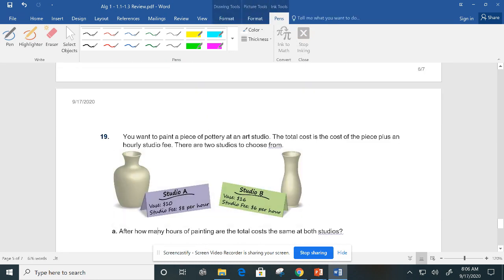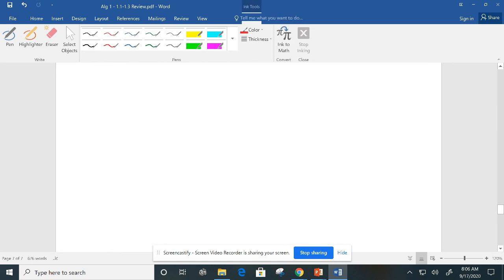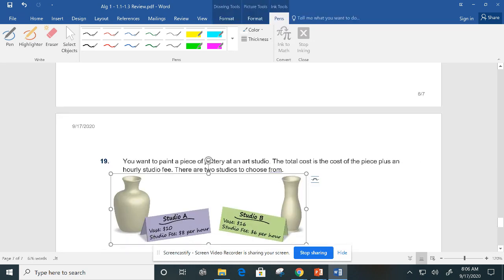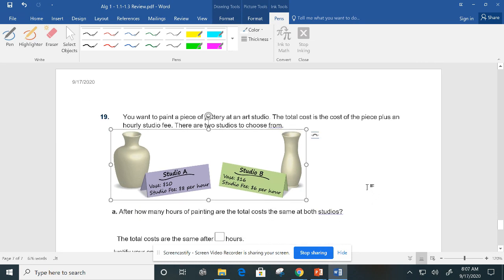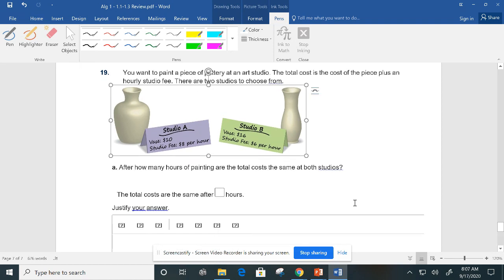Last question, number 19. Another word problem or application problem. So you want a piece of pottery at an art studio. The total cost is the cost of the piece plus an hourly studio fee. There are 2 studios to choose from. After how many hours of painting are the total costs the same at both studios? So studio A is $10 for the vase plus $8 per hour. Studio B, 16 plus 6. After how many hours are they the same?